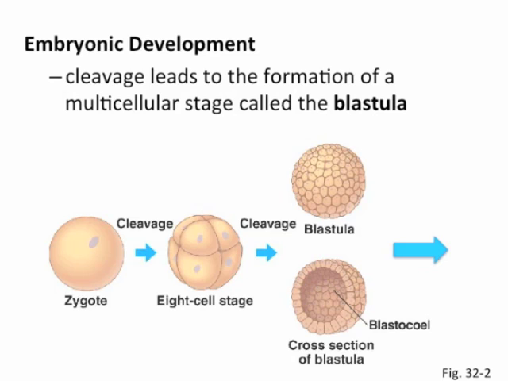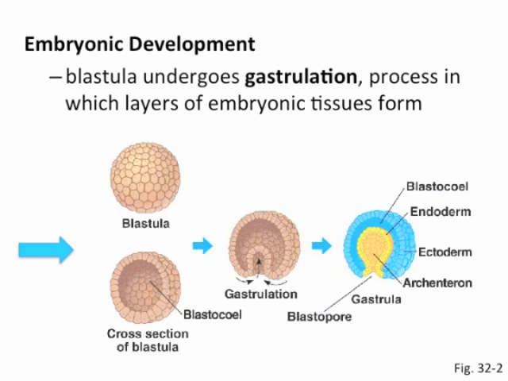Things start to change. Well, actually, the next step also happens the same. What results from it is a little bit different. So what's going to happen after this is that this hollow ball of cells will start to fold on itself. This is called gastrulation. So the cleavage leads to the formation of a multicellular stage called the blastula. And then following the blastula stage, it's going to fold in a process called gastrulation to form a gastrula.